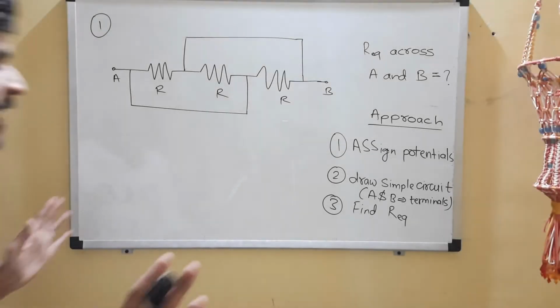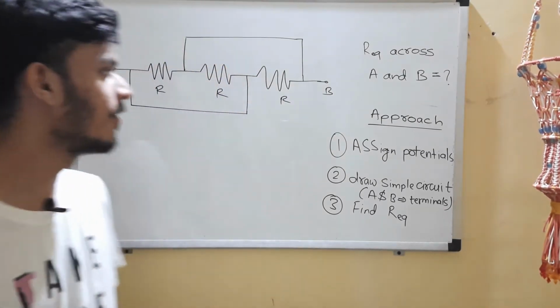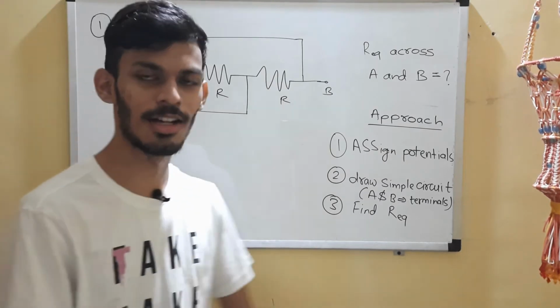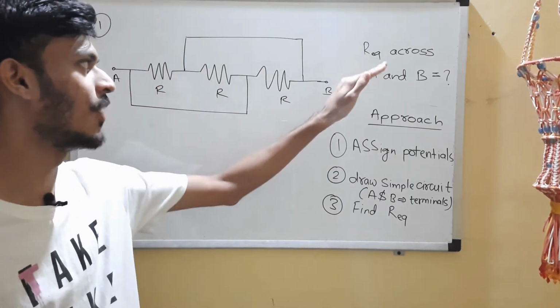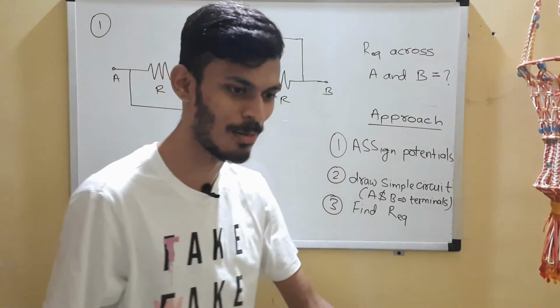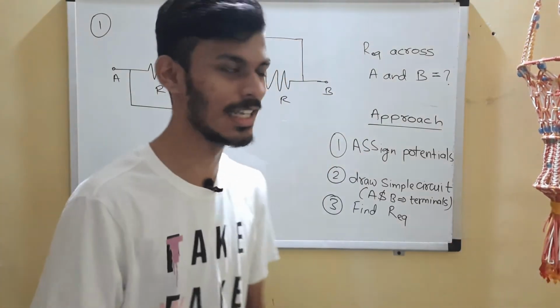So let's directly begin with a question today. We'll learn the approach side by side. Here you are given a simple circuit. You are supposed to find R equivalent across A and B. This might seem like a series combination, but it is not a series combination.